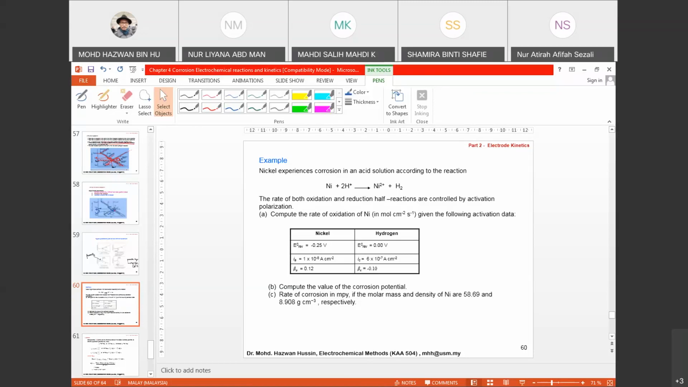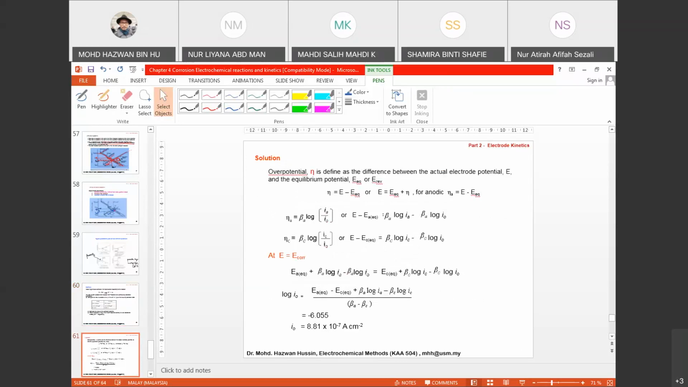B, compute the value of the corrosion potential. And finally, C, the corrosion rate in MPY, mils per year, if the molar mass and density of nickel are 58.69 and 8.908 gram per centimeter cube, respectively. I believe this example needs to be understood because for your assignment, and in fact for your test or exam, sometimes I do give this kind of question regarding activation polarization. All right. So how to answer that?